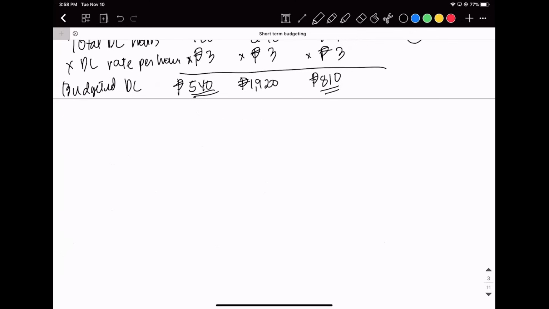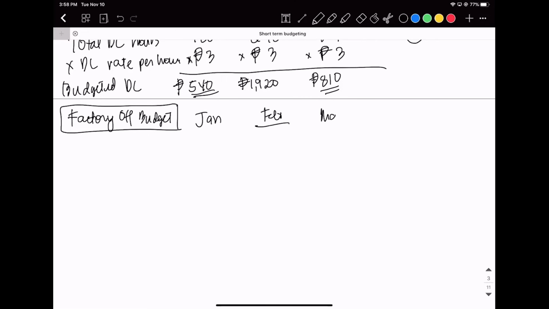Okay, so last one for production components. So we have overhead. Okay, so overhead na tayo. Factory overhead budget. So we have January also, February, and then March. Okay, so again, our starting point is the production budget. Yan. So laging dyan. So production budget or budgeted production.